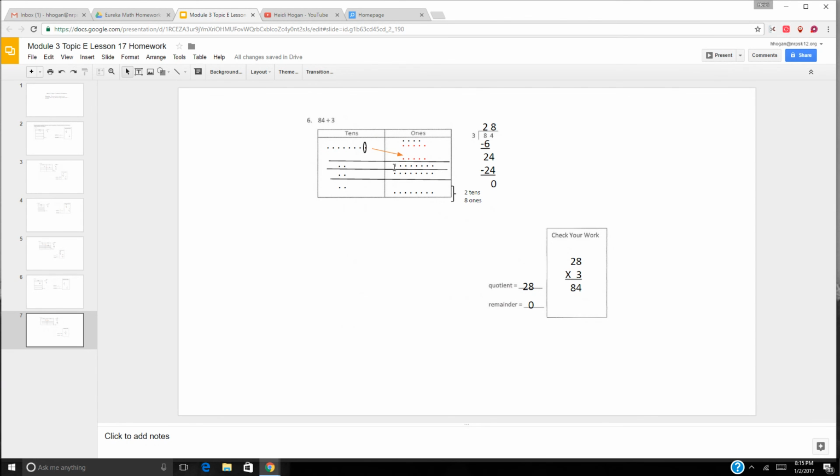Ooh, we can divide that evenly. Look at that. So 2 tens and 8 ones. So 28 with no remainder. Because 3 times 2 is 6. And 8 minus 6, we're left with 2 tens. But we have to move them into the ones, so now we have 24 ones. And 3 times 8 is 24. Evenly. We're left with a 0 remainder.